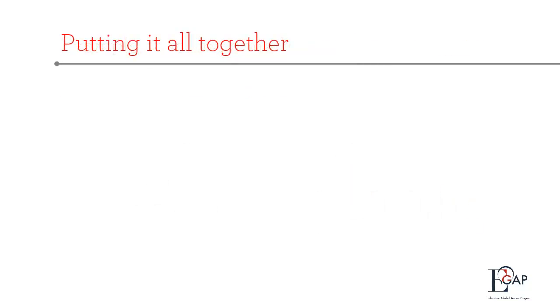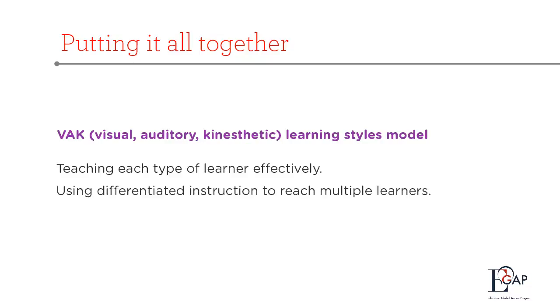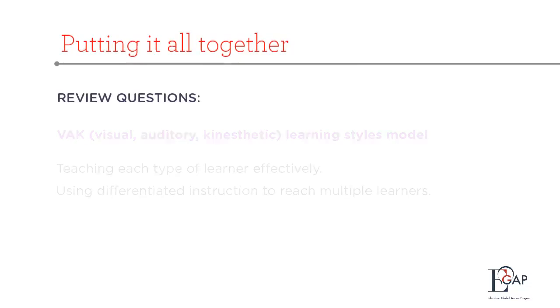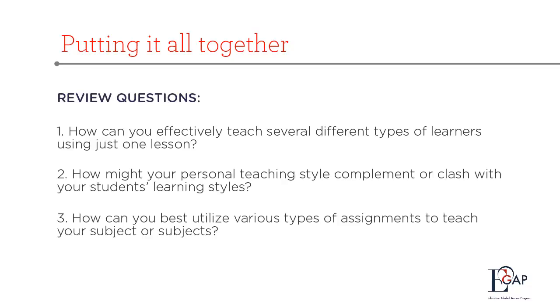In this section, we briefly reviewed the VAK Learning Styles model. We learned what type of assignments may appeal to each type of learner, and you reviewed some examples of teaching each learning type the same material. Remember the questions that you asked yourself at the beginning of this video. Now is a good time to answer these questions. Once you have done that, apply your answers to the themes of this video.